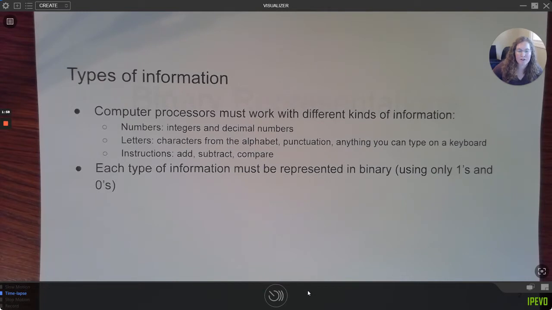And then, in order for a computer to actually do anything, it has to be able to work on instructions. Instructions like add two things together, or subtract two things, or compare two things. Different kinds of instructions that the computer has, so it's actually doing something. If all you have is numbers and letters, but you aren't actually doing anything, then your computer is no good. So we're going to look at these three different kinds of things: numbers, characters, and instructions, and how each of those can be turned into binary, using only ones and zeros. The first thing we'll look at are numbers.